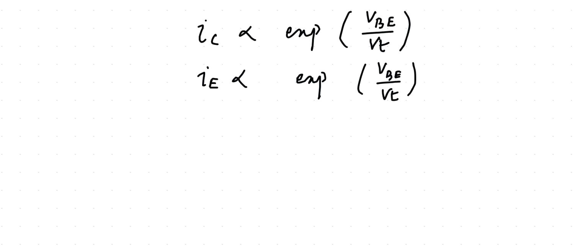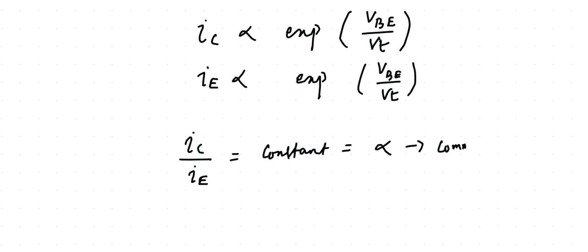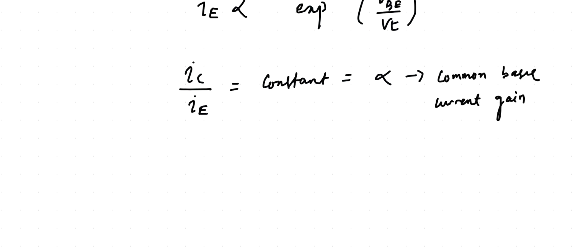If you take the ratio between these two current components, IC and IE, that will be a constant which we write as alpha, and we call it the common base current gain. Just as I said, the collector current IC is less than IE, so the ratio between them, alpha, will always be less than 1.